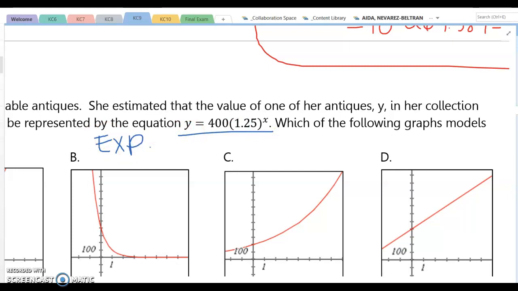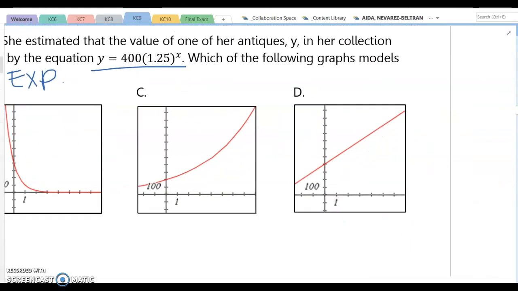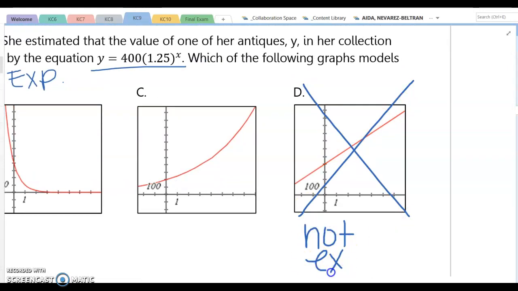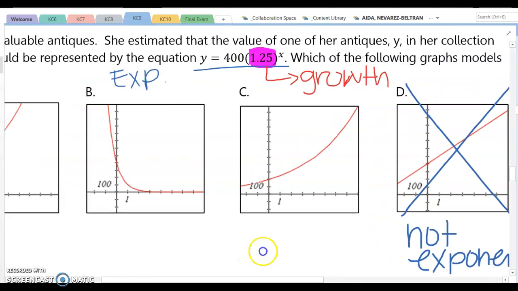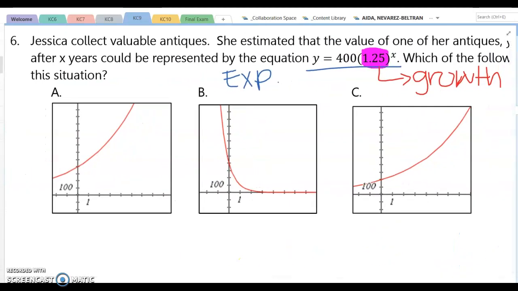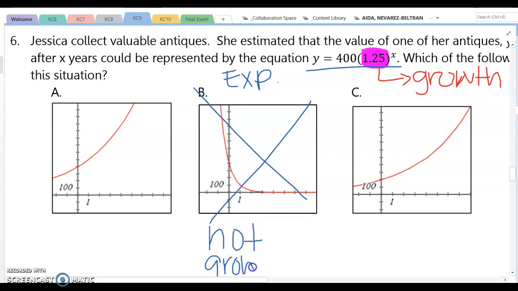exponential. So first thing we're going to do is actually eliminate D because this is not exponential. And then we have 1.25 inside the parentheses, so that tells us that we have exponential growth, right? Because that number is greater than 1, so we're increasing each time. So boom, we're going to eliminate B because that is not growth. So now we're choosing between A and C.